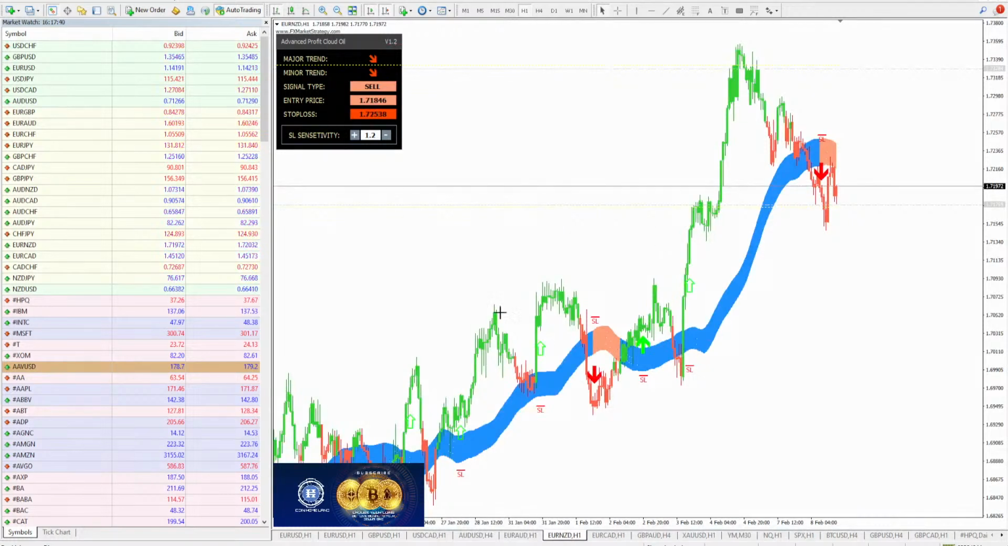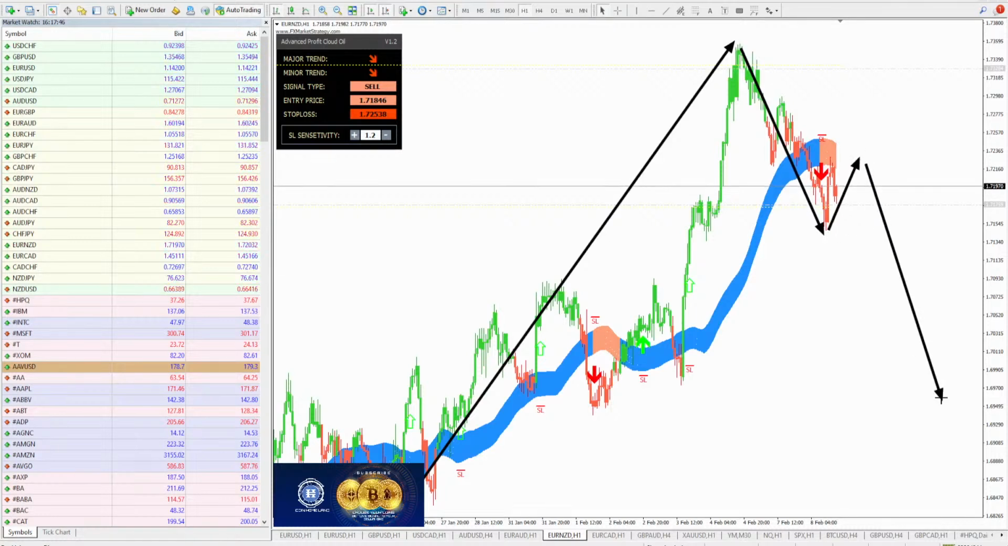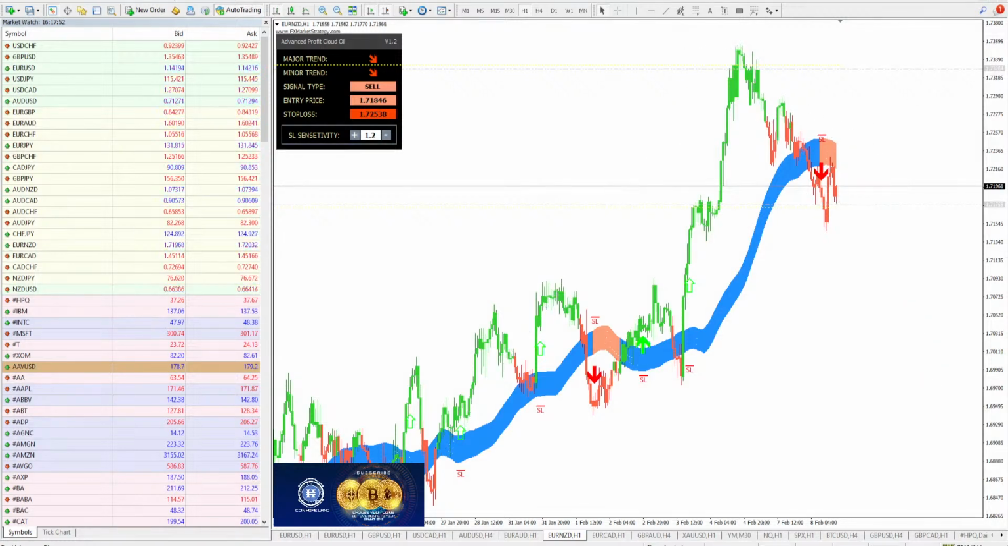Euro New Zealand, the same scenario right here. After such a big move right here, we're coming down, just a small correction to the upside. After this one, I think we're going to continue down. To determine the targets, just use the same scenario.